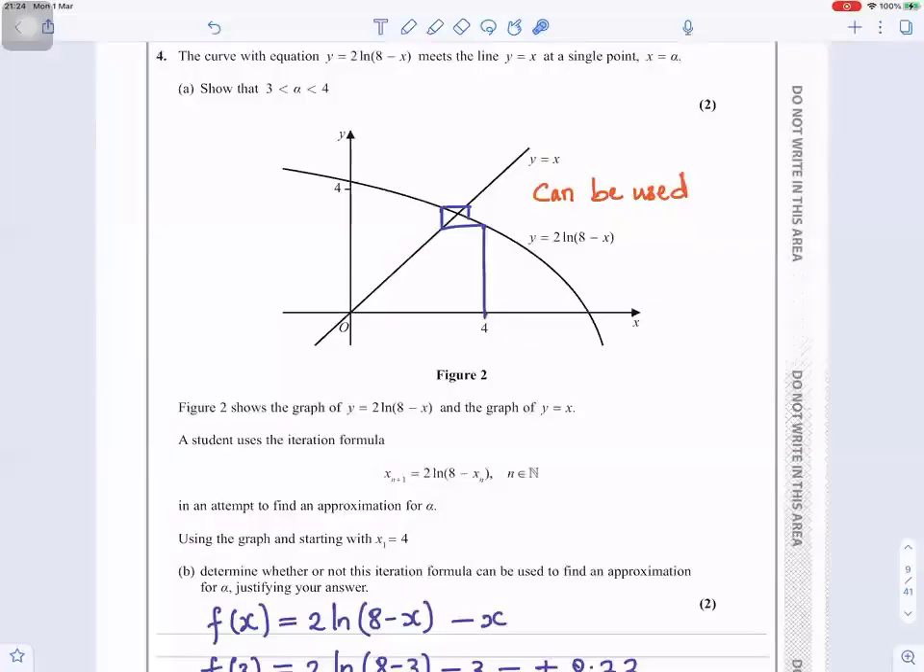Question number 4. The curve with equation y equals 2 ln of 8 minus x meets the line y equals x at a point x equals alpha. Show that 3 is less than alpha, less than 4.